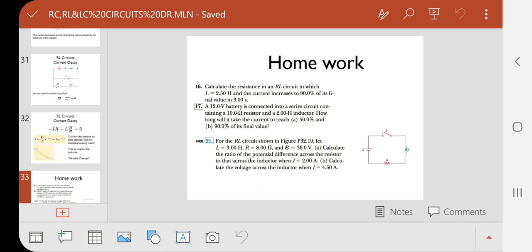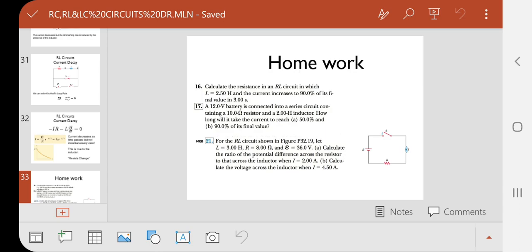Now we are going to do some problems. Calculate the resistance of an RL circuit in which L is equal to 2.5 and the current increases to 90% of its final value in 3 seconds. What is the time constant here? That is L by R.